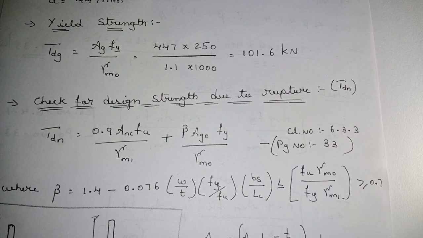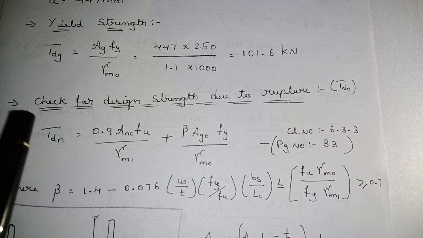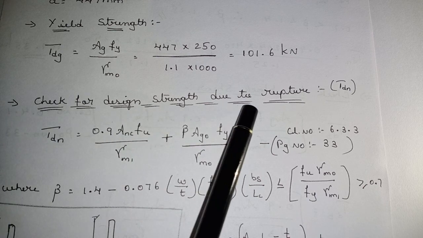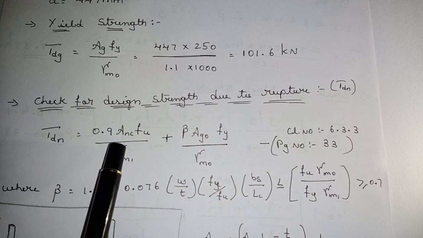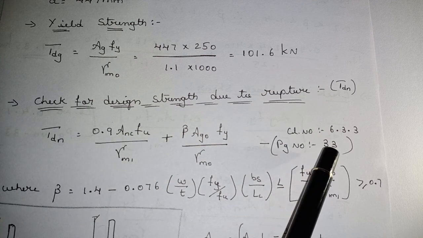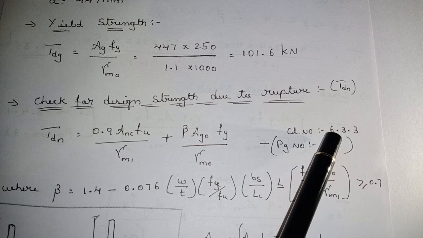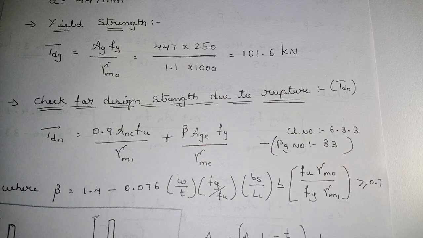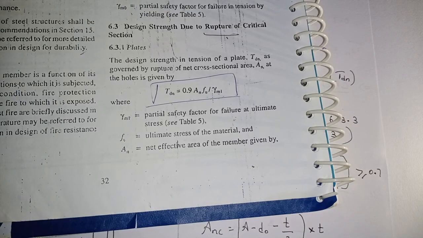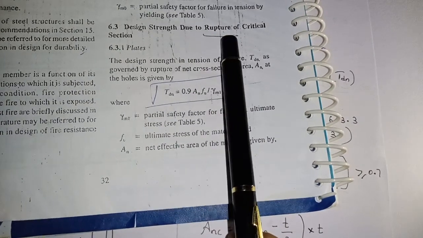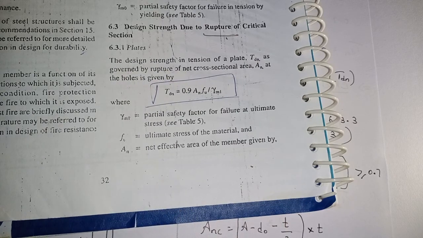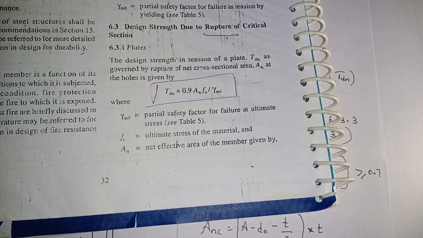Okay. So now for the yielding, we got it as 101.6 kilonewtons. So next we'll go for the check for design strength due to rupture, TDN. Again, this equation you will get on page number 33 of IS 800 with the clause number 6.3.3. Look here, this is page number 32. Here you have design strength due to rupture of the critical section. This is what we are finding now.